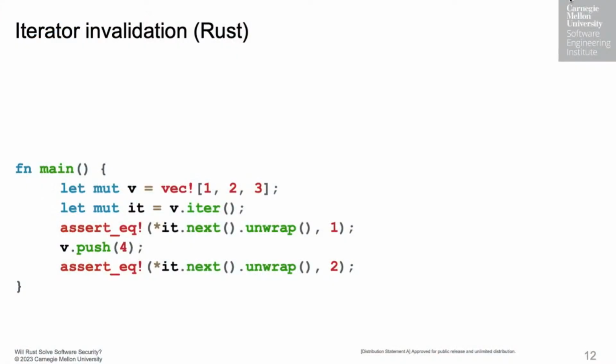So here's an equivalent program written in Rust. You can see the similarities, also creating a vector, starting to iterate over it, pushing an element onto the end of the vector, and then continuing to use the old iterator. So this has the same problem as the C++ program. That iterator is invalid there. But this is safe Rust, so there's no undefined behavior. Rust catches this at compile time with this error.